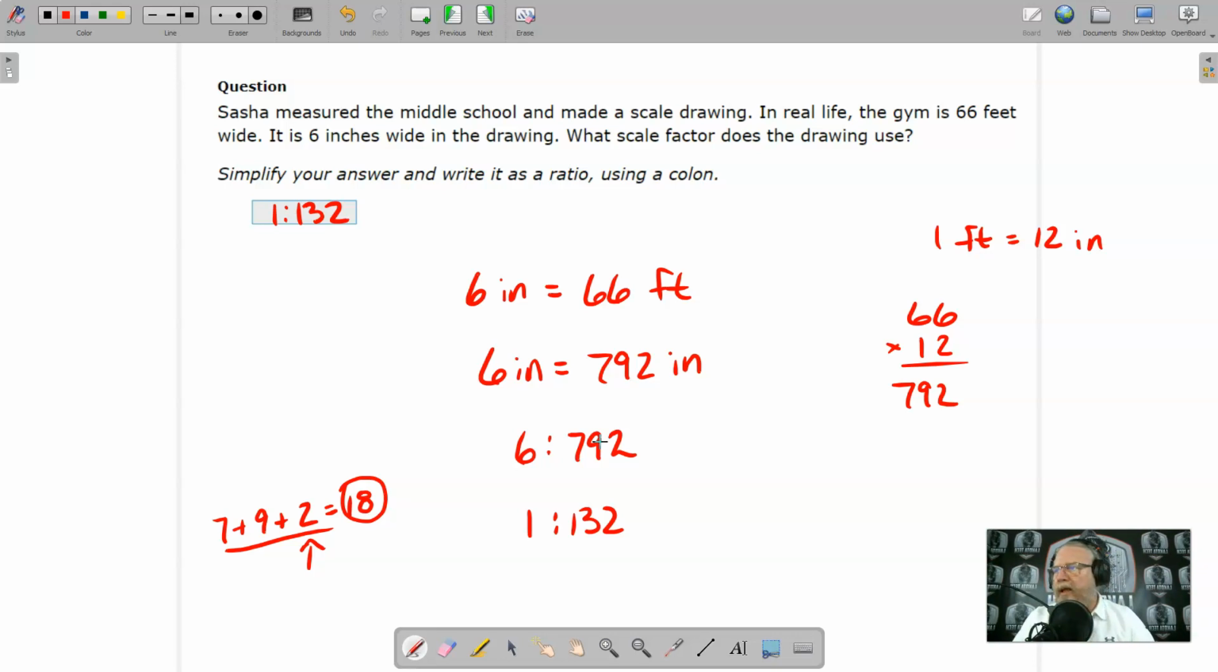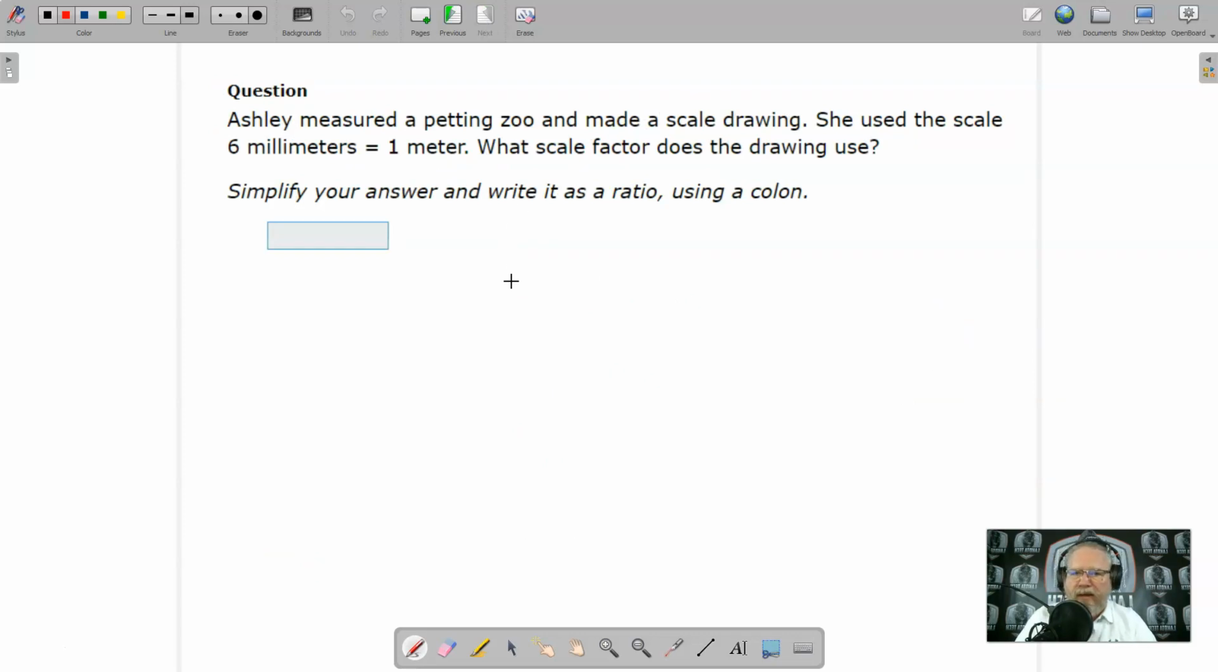So let's go ahead and move on. Hopefully there's just one more. Yep, final question. Ashley measured a petting zoo and made a scale drawing. She used the scale 6 millimeters equals 1 meter. What scale factor does the drawing use? So we're going to take 6 millimeters and say that that's equal to 1 meter. So we want 1 meter in the form of millimeters.